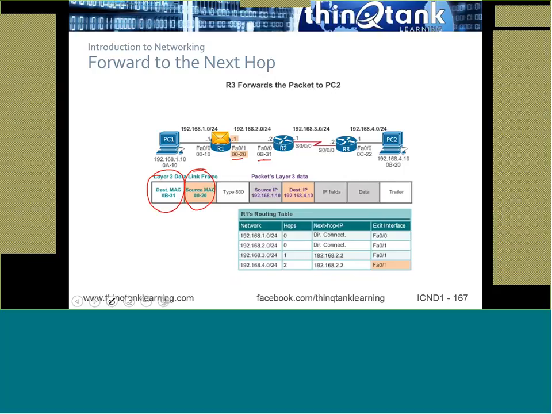Isn't that where layer 2 begins and ends? Right? Every time you go through a router, layer 2 gets completely removed and then gets recreated when the data gets sent out. Now, in this particular example, we were going from Ethernet to Ethernet. So the envelope that came in is similar to the envelope that's going out.